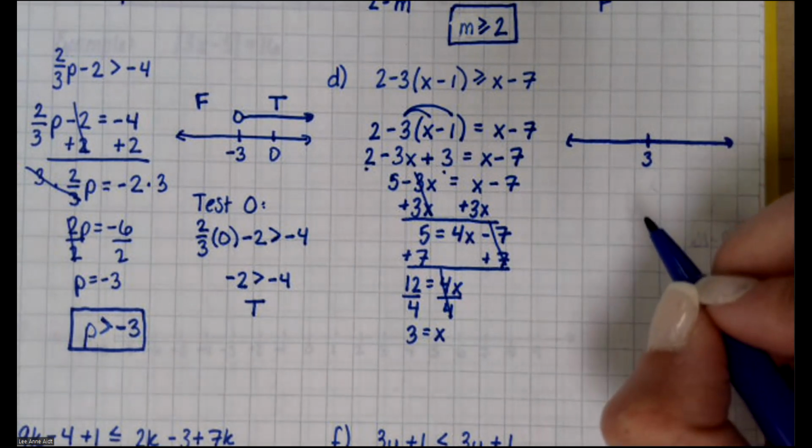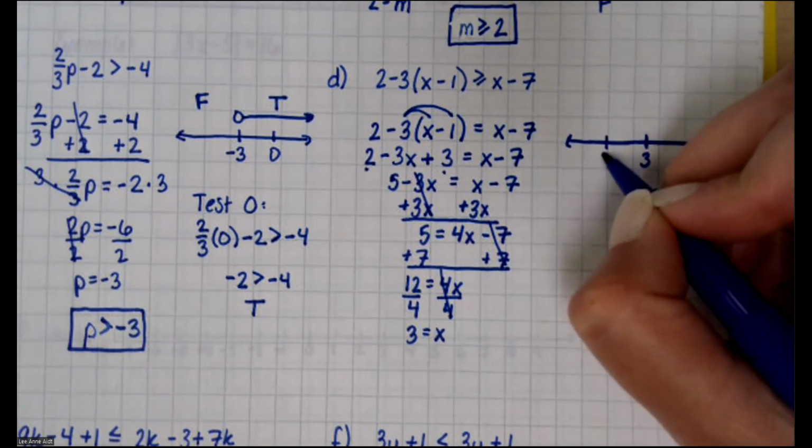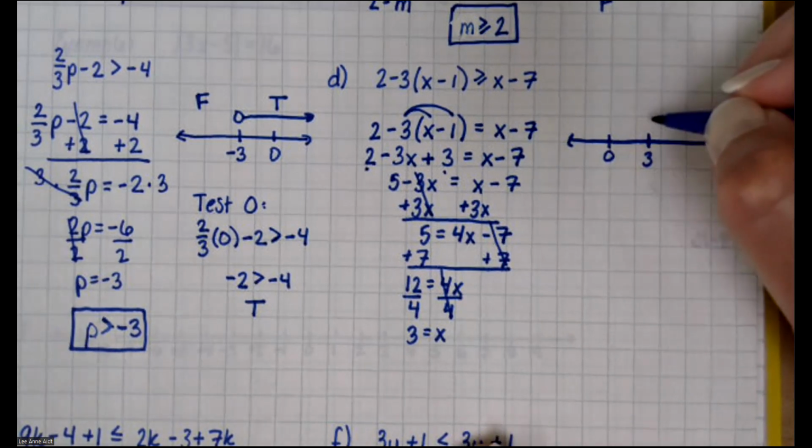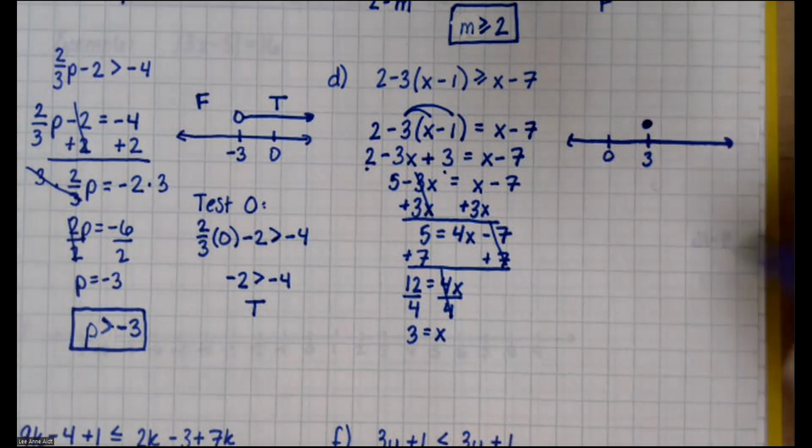Okay, now where would 0 be? Like over here, correct? Open or closed for this one? Closed.